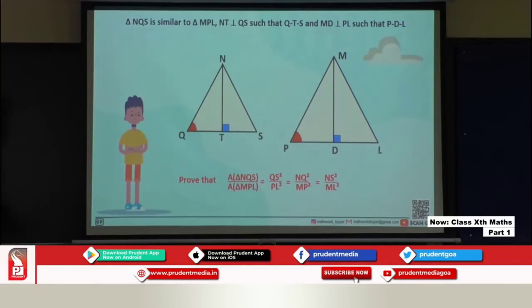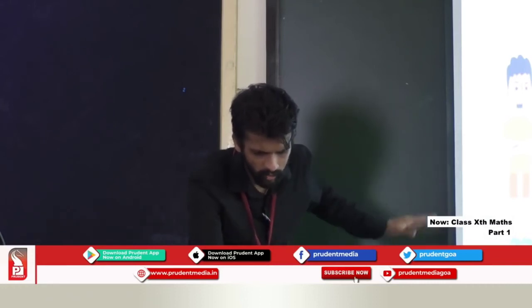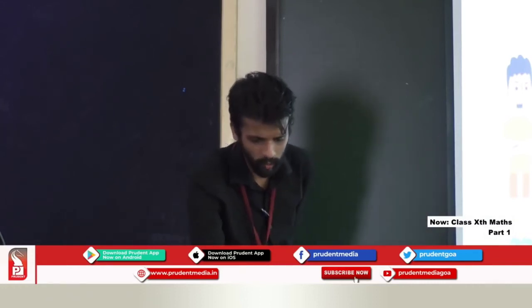Before I prove, I have just marked these two angles, angle Q and angle P over there, which is not given in the question at all. But you need to remember that angle Q and angle P are equal. Why? Because we have already told that triangle NQS is similar to triangle MPL. So when two triangles are similar, the corresponding angles are equal. So here angle Q and angle P are equal. Okay, remember this because we will require it to continue when we are proving it.